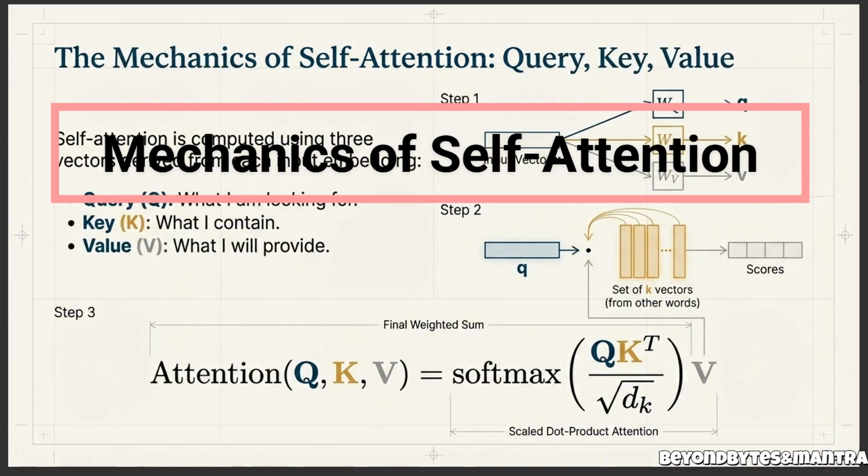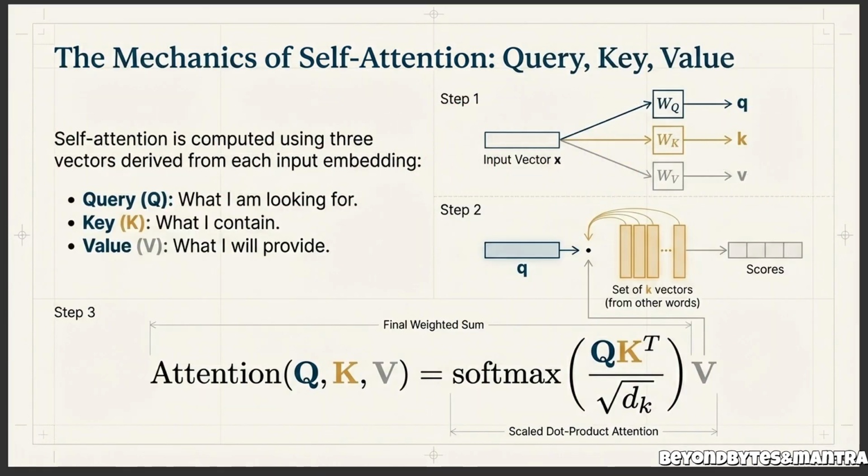Query, key, and value. Self-attention works like a search system. Each token becomes a query, a key, and a value. Queries ask, keys answer, values provide information. The model compares queries with keys, applies softmax, and produces weighted sums of values. This is scaled dot-product attention. It is a mechanism that lets the transformer build contextualized embeddings for every word.